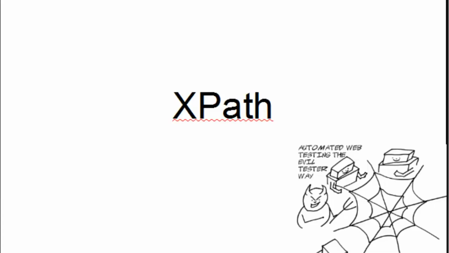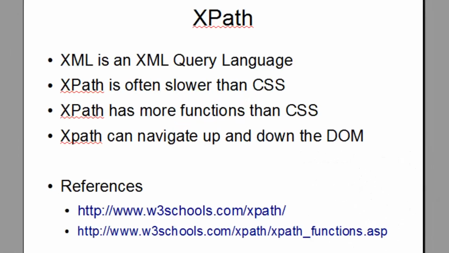Now let's look at the joy that is XPath. Now XPath is much maligned because it's slower than CSS in terms of the browser implementation sometimes. I suspect the situation is changing, but XPath is generally slower. XPath has additional functions that CSS does not, so it may be more flexible. XPath can navigate up and down the DOM, so you can get to a certain point and then traverse back up to the parents. And XPath is often more verbose because it's an XML based language.